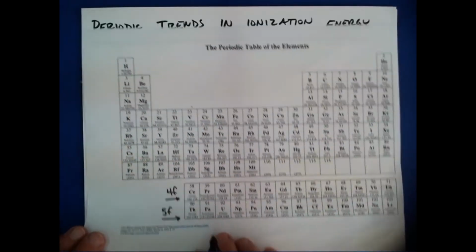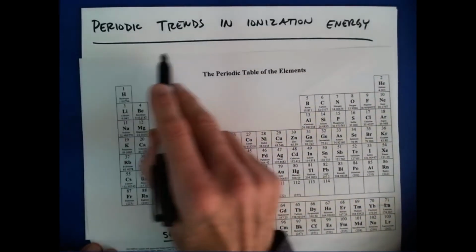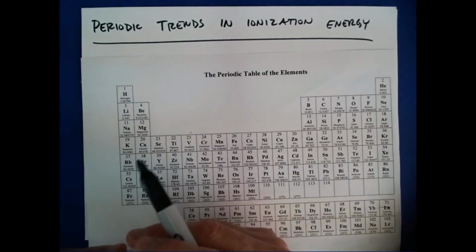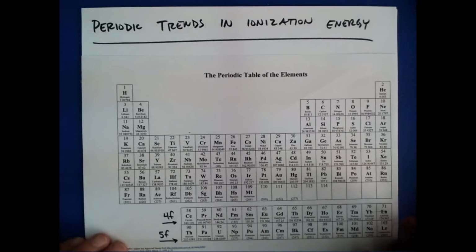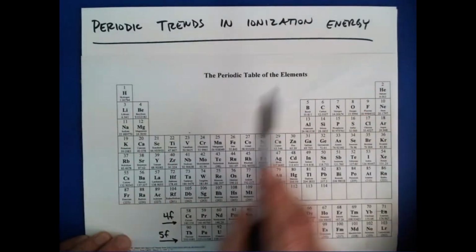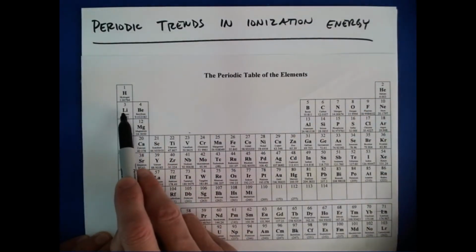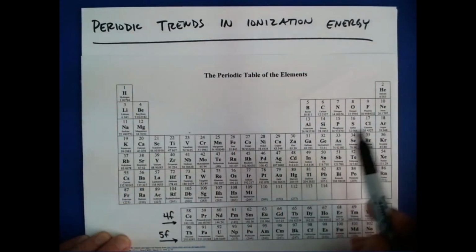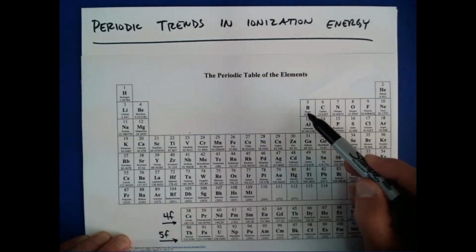In this video, we're going to describe periodic trends in ionization energy. Ionization energy is just the energy required to remove an electron from an atom. The periodic trend means we're going to describe how the ionization energy changes as you move across the period, or how the ionization energy changes as you move down a group.